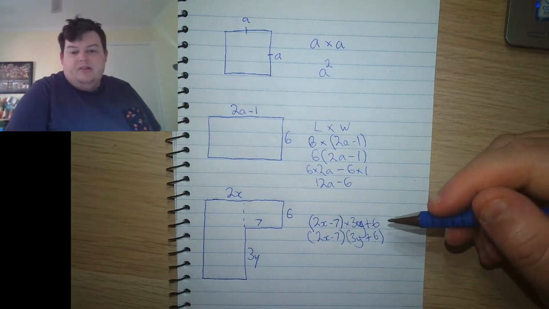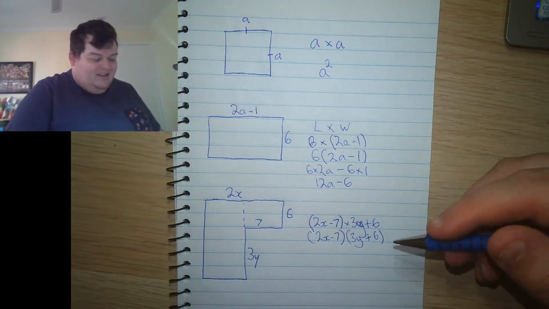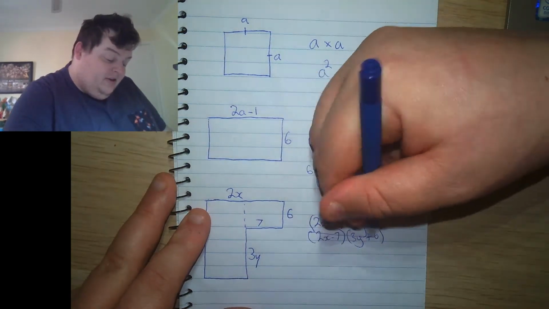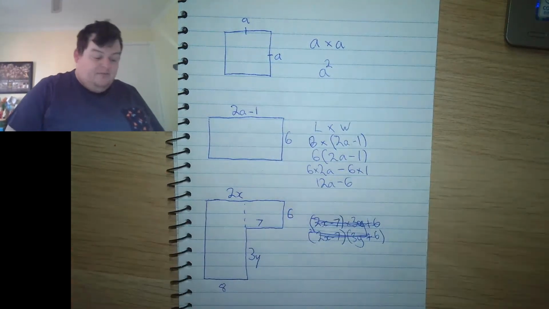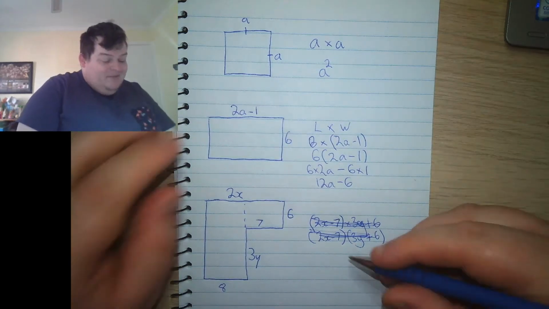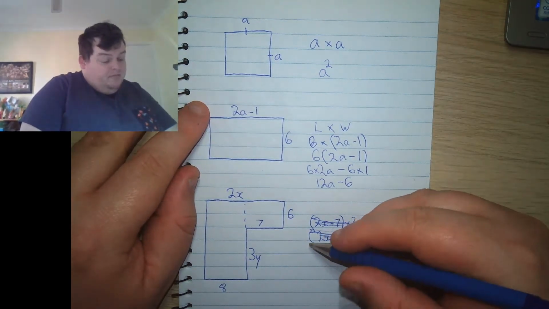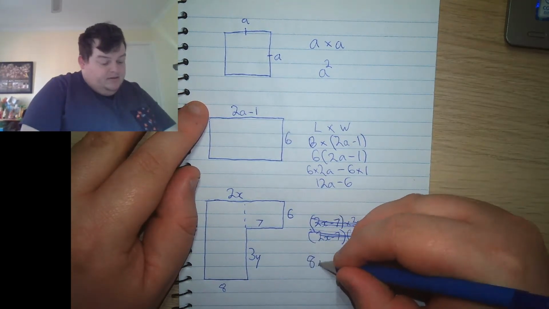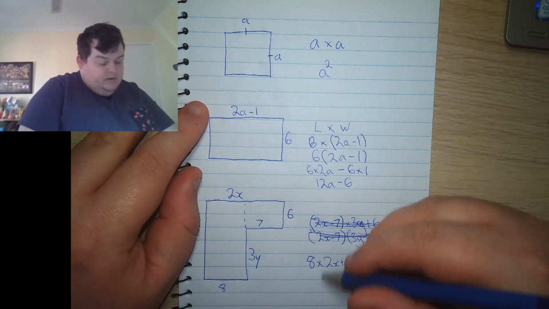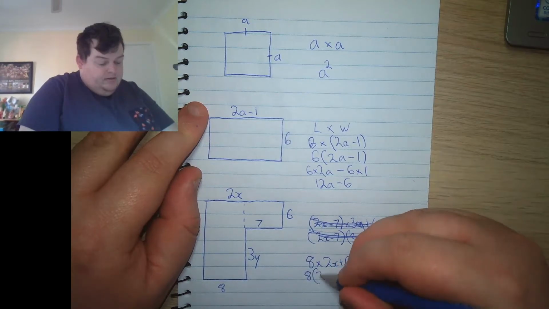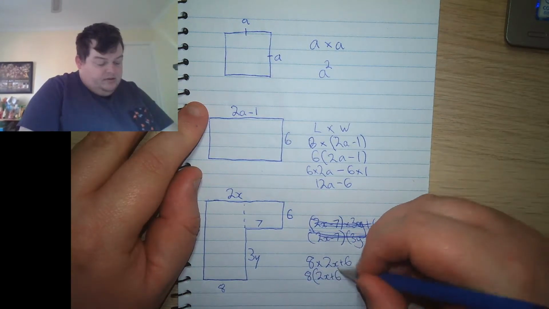This is probably not the best example for you guys, because this is not year 9 algebra. So let me scrap that and let me just add an 8 in here, so it's a bit easier. Okay, so let's do 8 times 2x plus 6.